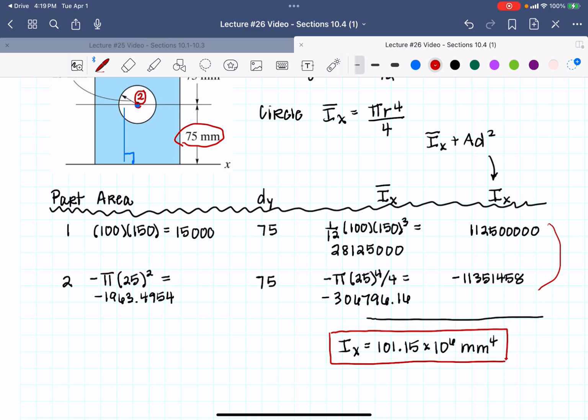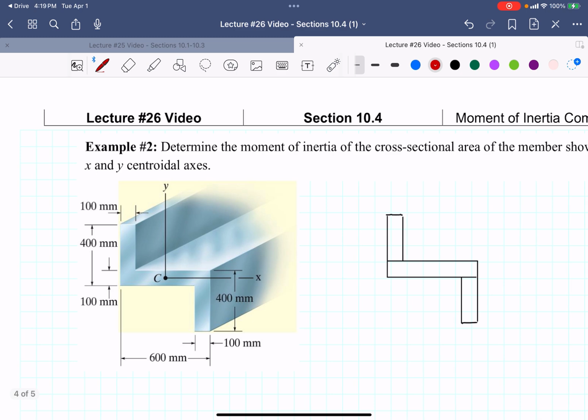So let's do another example. In this one, I already took liberty of drawing out our picture, but I forgot to add the axis in there. So the axis is somewhere here in the middle. So this is the X, and this is the Y. I'm going to label my parts. So this is part 1, this is part 2, and this is part 3.